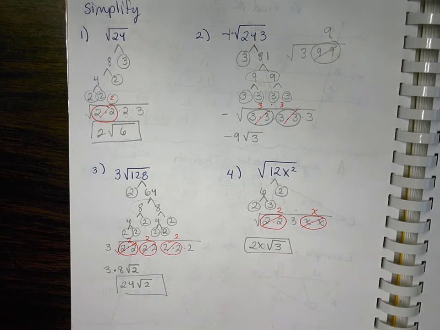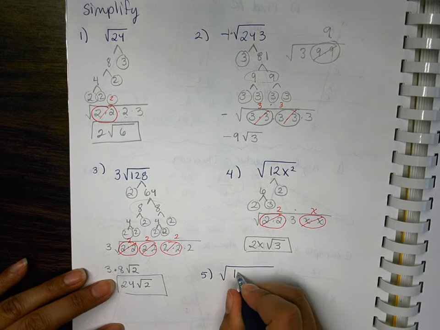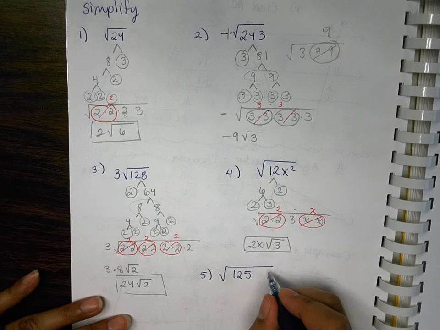All right, I'm going to give you this next one to try on your own. Number 5, square root of 125x to the 5th.